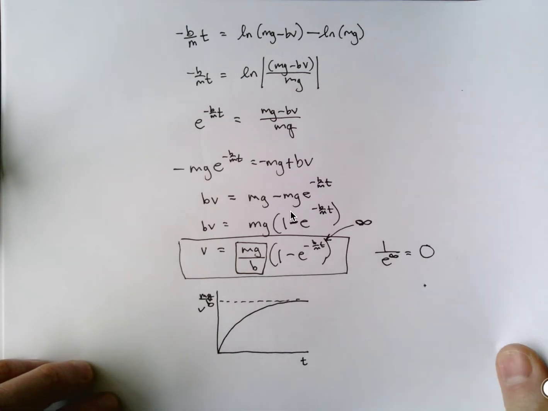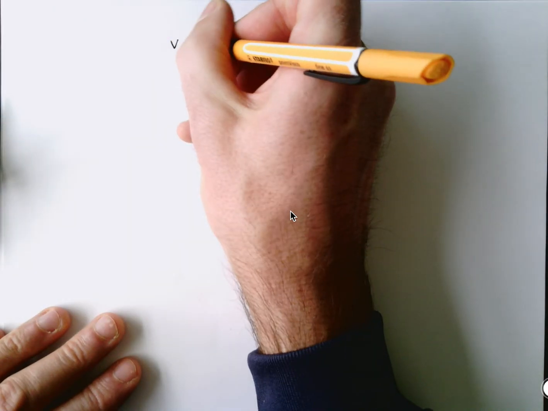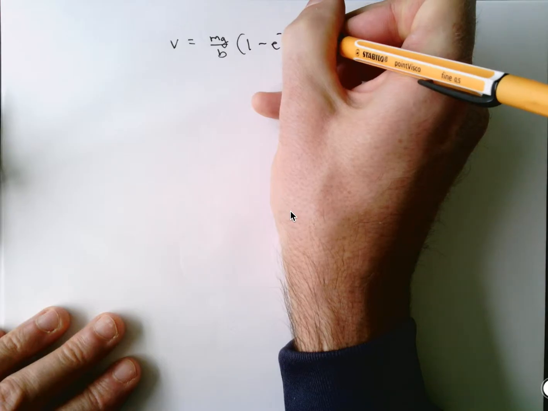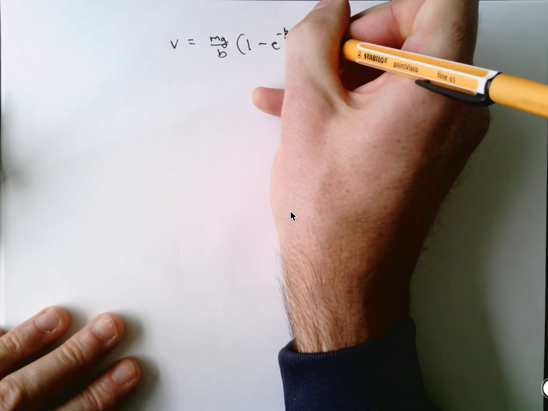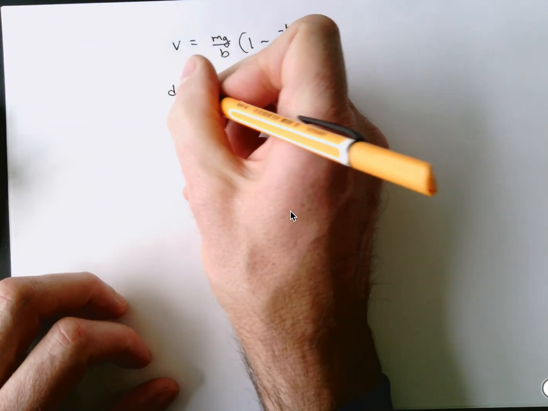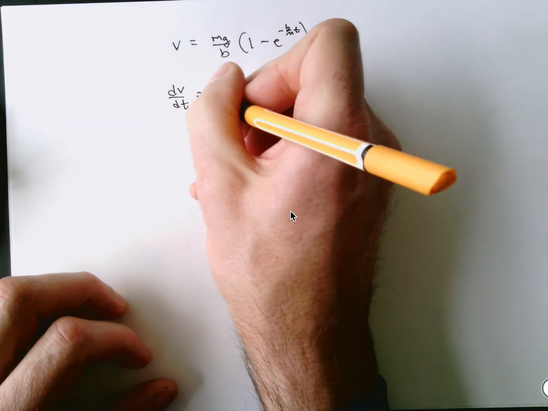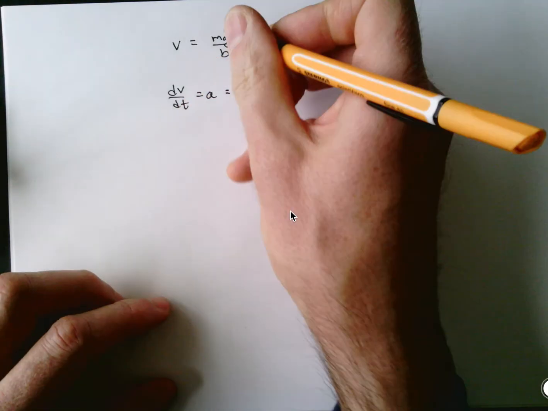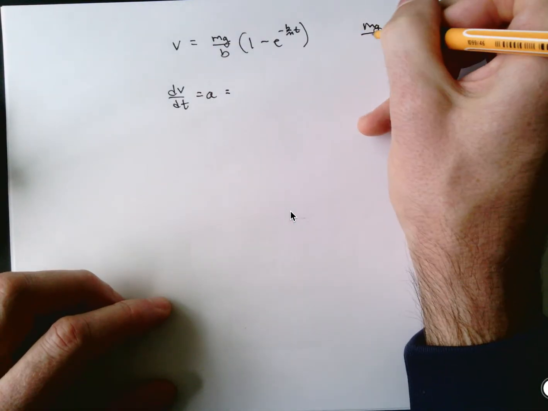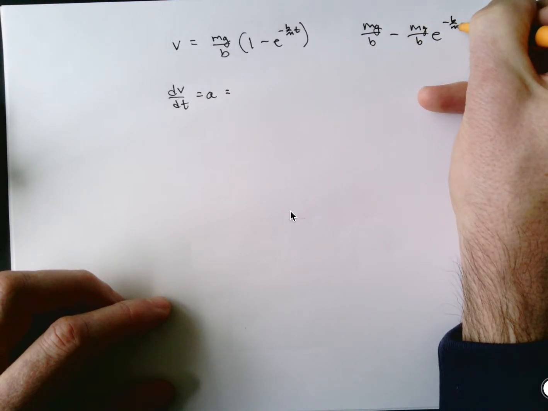What about the acceleration? Well, let me rewrite our velocity equation. v equals mg over b times 1 minus e to the negative b over m t. Keep in mind that acceleration is just dv/dt. It's the derivative of velocity with respect to time. That's acceleration. So let's take the derivative of this equation up here. Maybe I'll rewrite it. Distribute that mg over b: mg over b minus mg over b e to the negative b over m t.